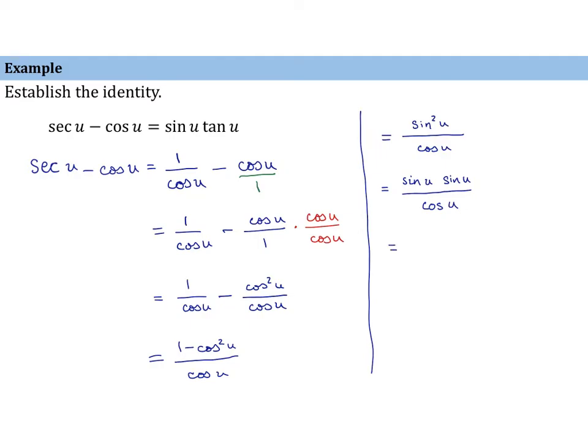So let's split up this fraction. This is the sine of u times the sine of u over cosine of u. If you're having difficulty seeing this, this is the same thing as sine of u over 1 times the sine of u over cosine of u. So we have sine of u, and then sine of u over cosine of u is tangent of u, which is the right-hand side.